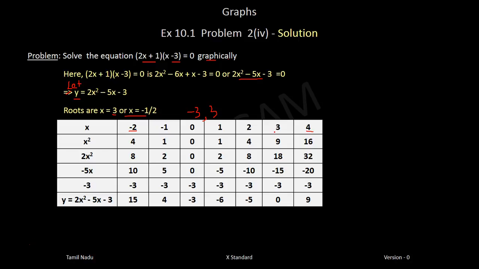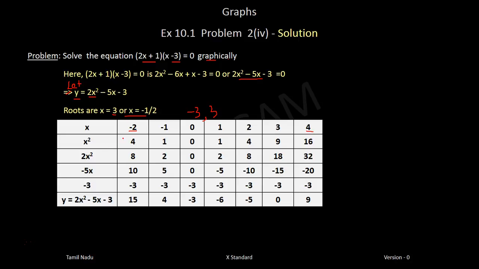Now we'll have to find the value of y, but y is 2x² - 5x - 3. So the first row is x², and the second row is 2x², because that covers this one. The third one will be -5x, and the next one will be the constant -3. So -3, you fill it up in all the places in this row, because it's a constant.